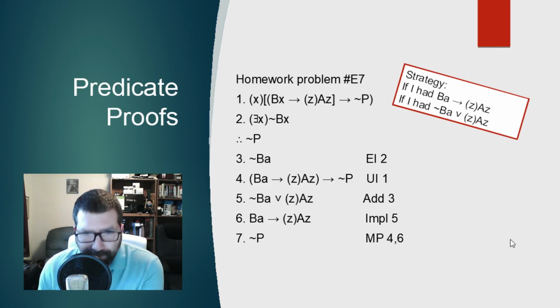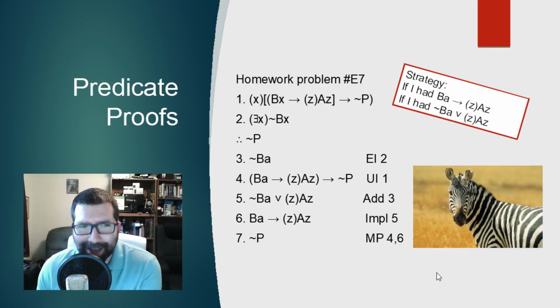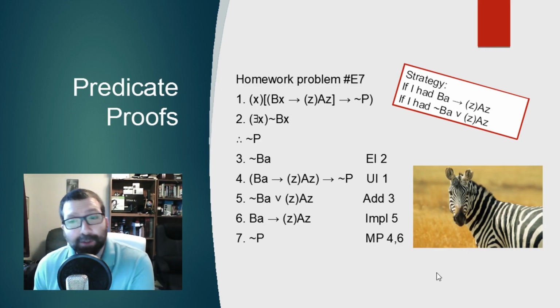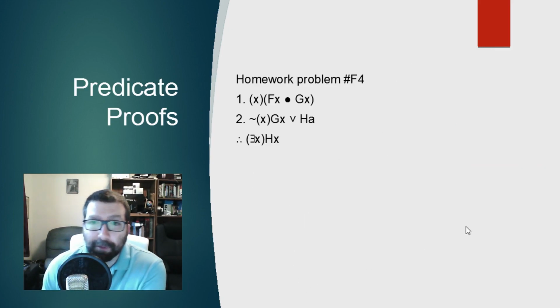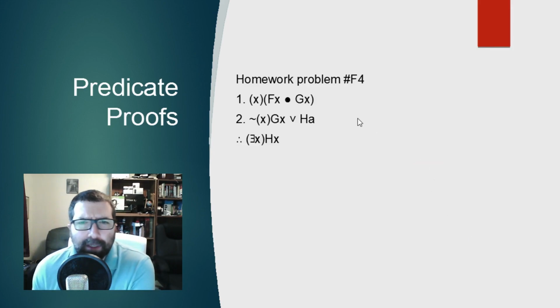Not bad. We win. Zebra steaks. Here we go. So that's the first one. This one involves a little bit of strategy. I picked the next one at random as well. This one is from F4. This one is a little more straightforward.